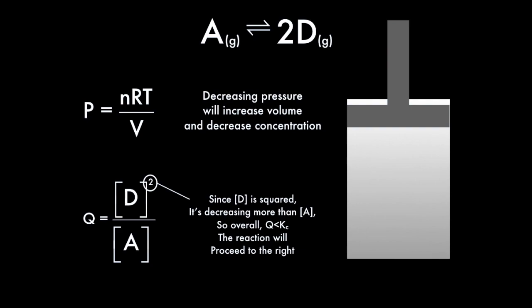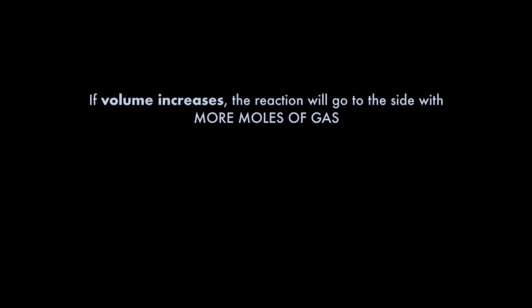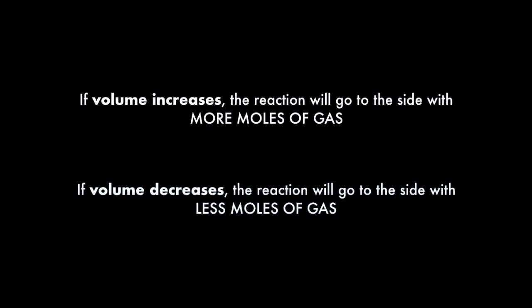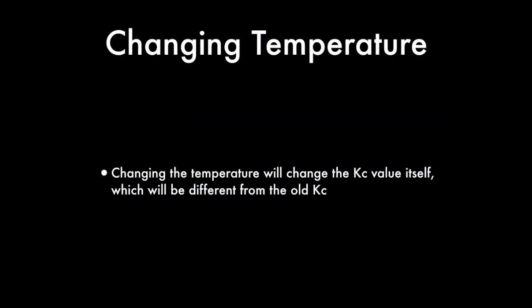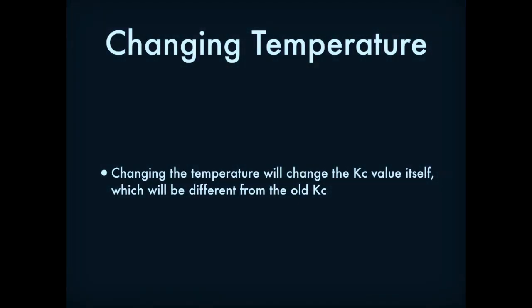A simpler way of thinking about this is that if the volume increases, which means the pressure decreases, the reaction will go to the side with more moles of gas, and if the volume decreases, which means the pressure increases, the reaction will go to the side with fewer moles of gas. If both sides have the same number of moles of gas, the reaction quotient will not be affected by changes in pressure or volume. Now we move on to the last way to disturb equilibrium, changing the temperature.